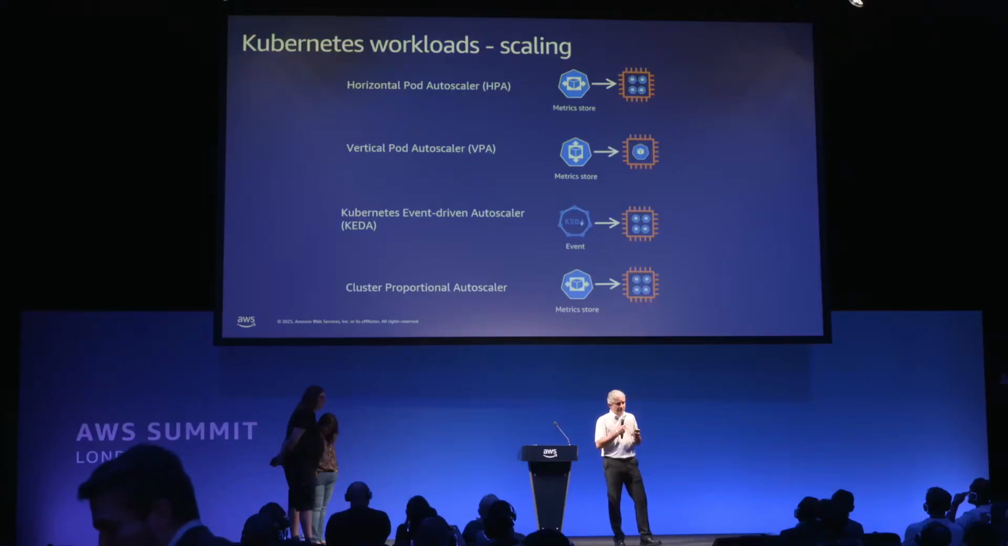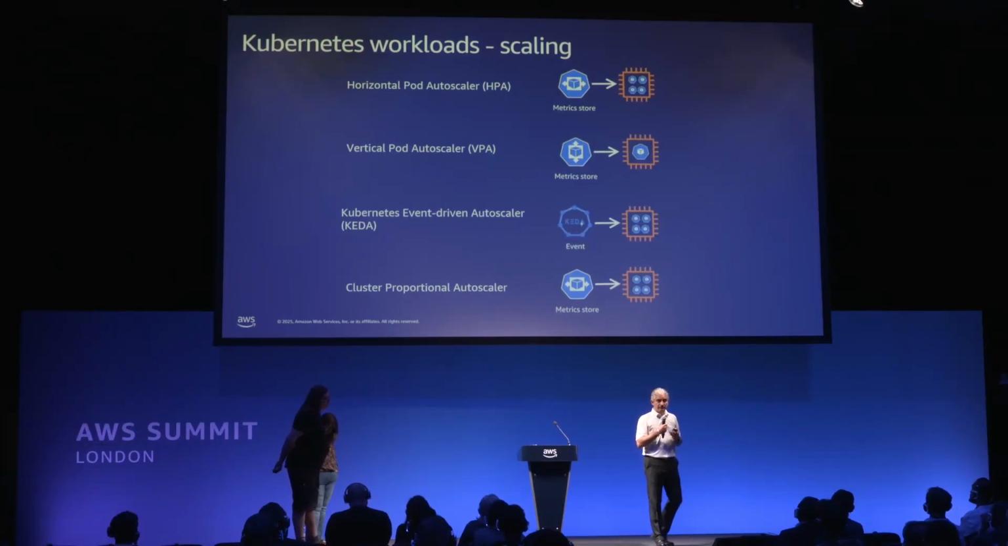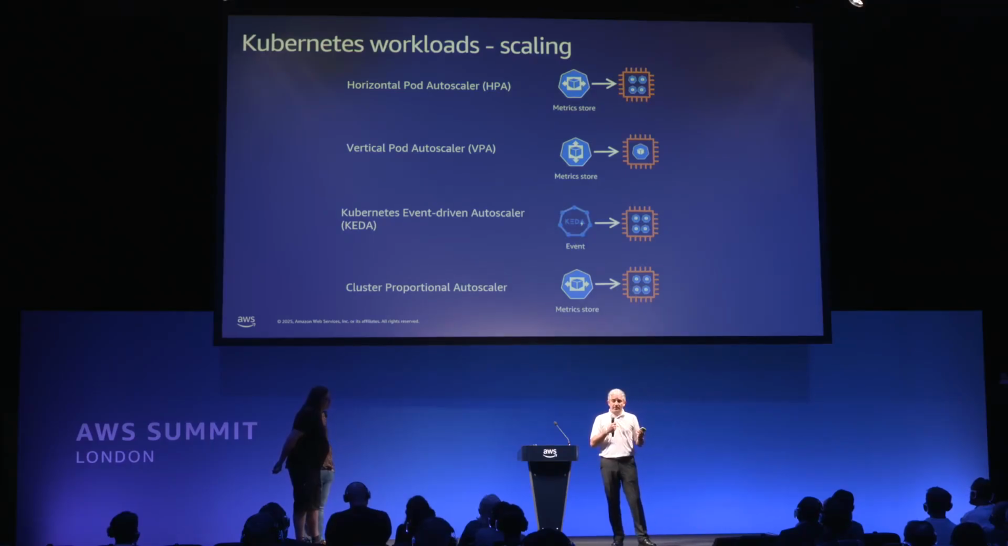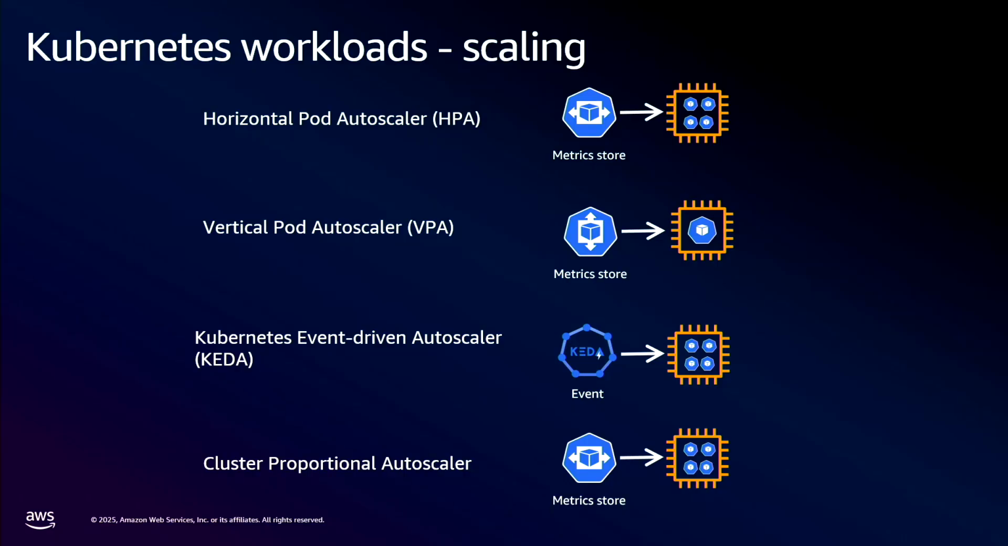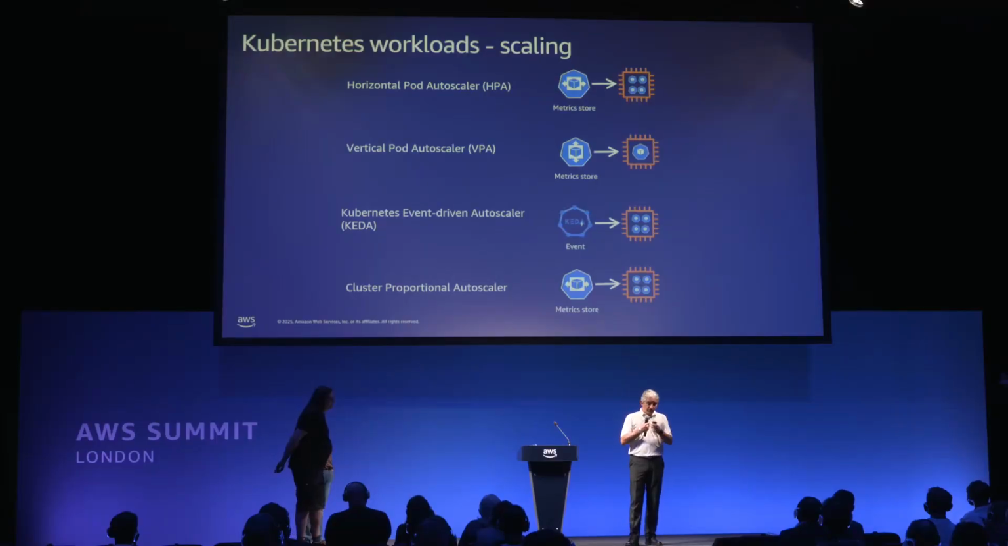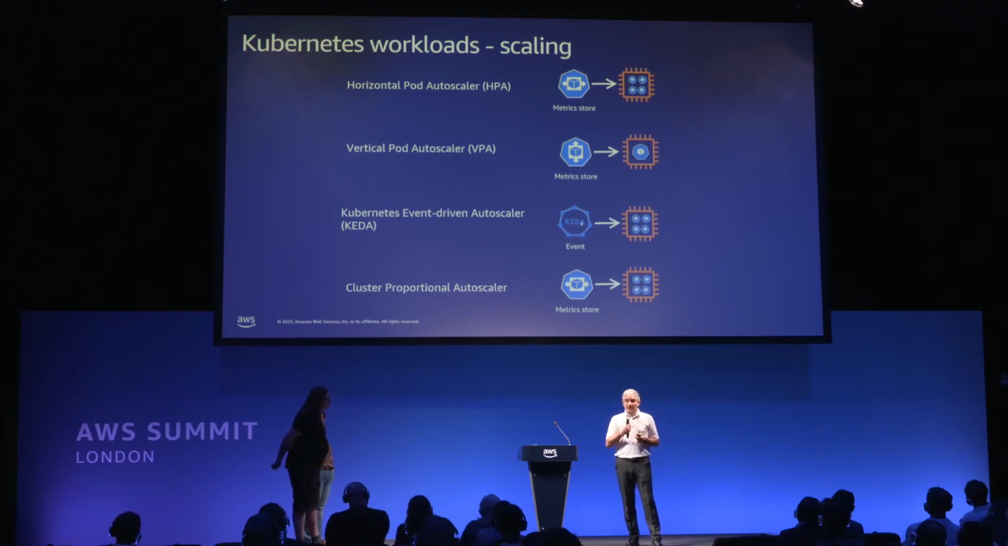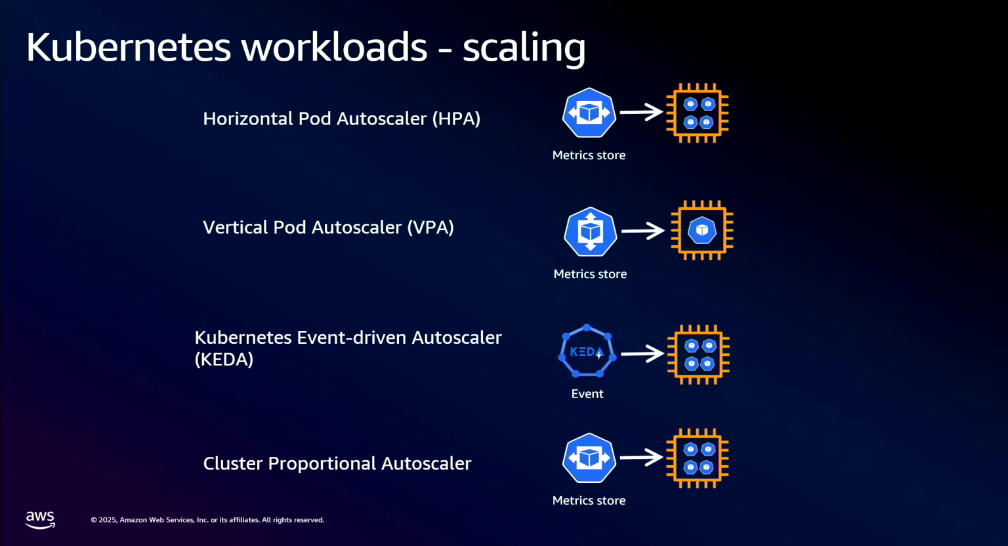Now, vertical pod autoscaler is there to help you with something very different. Let's say you have a Java application where the consumption of memory initially is at 2 gigabytes, and then as load increases, maybe it needs 3 gigabytes. Vertical pod autoscaler will help you with this, and importantly, you don't need to over-provision your pods beforehand. I will tell you more about the Kubernetes event-driven autoscaler in a bit, but the cluster proportional autoscaler is there to help you when you need to scale the whole cluster proportionally, especially useful with DNS and other shared services as the load increases on your workload.